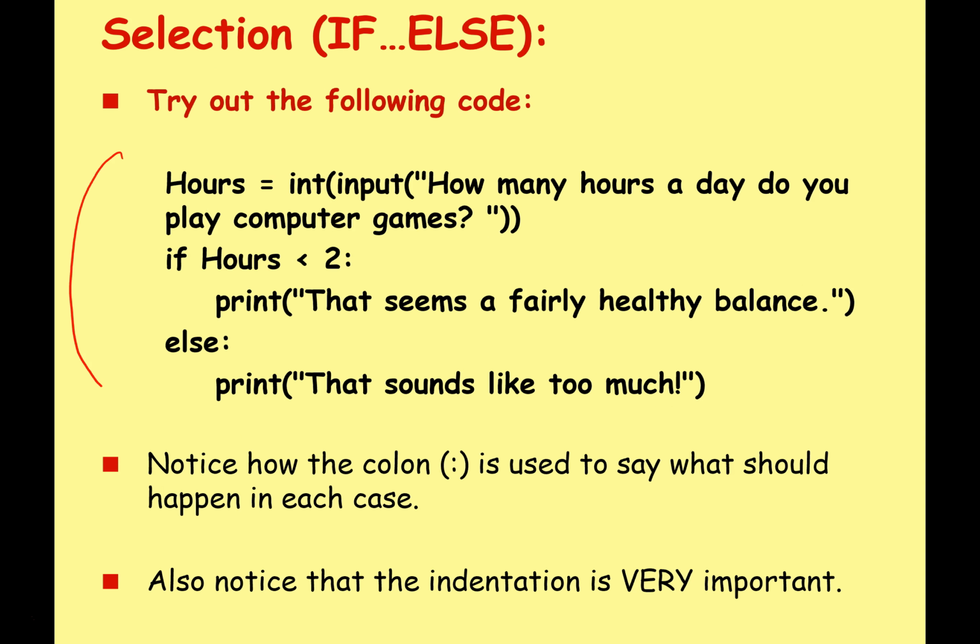Let's take a look at some actual code here just to see how we use it in Python. hours = int(input("How many hours a day do you play computer games?")). That's the easy bit. The user is going to input some data. We'll convert it to an integer, store it as hours. And now let's look at the conditional. If hours < 2, print "That seems a fairly healthy balance." Else, print "That sounds like too much."